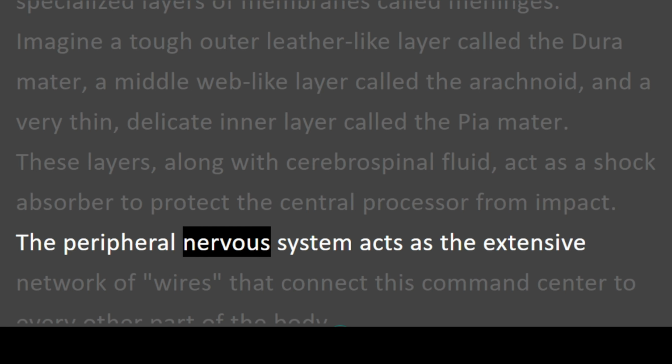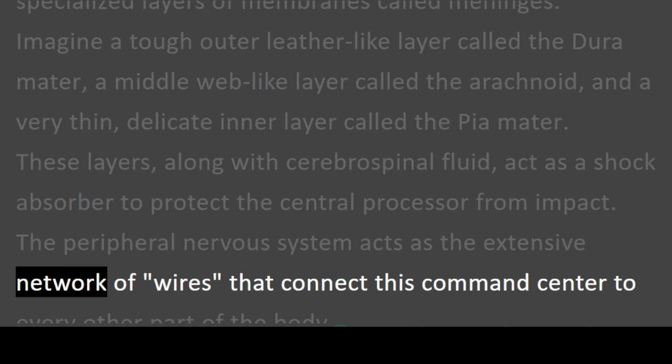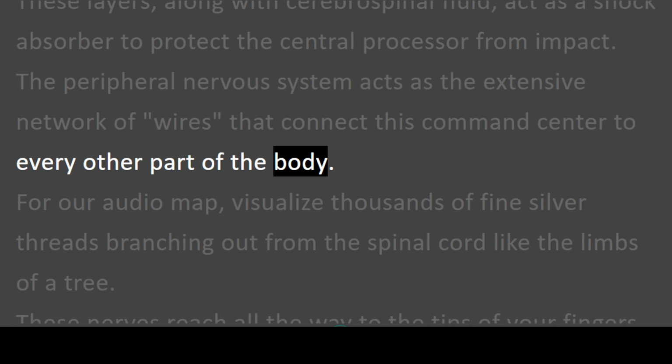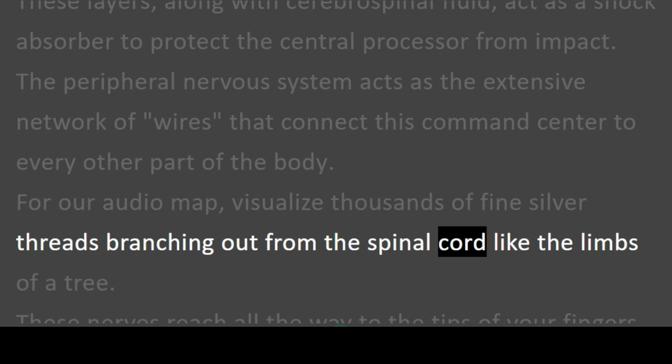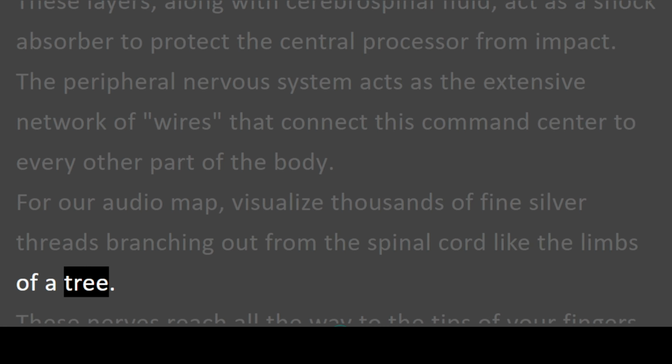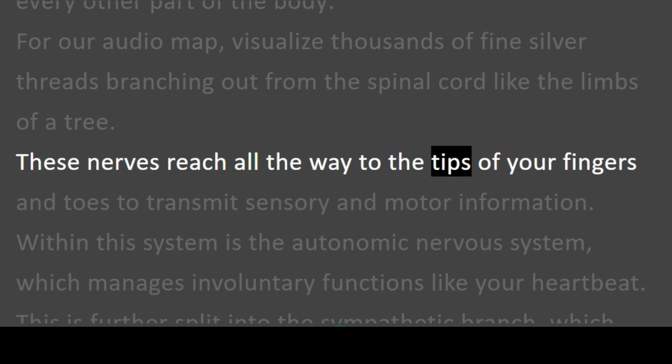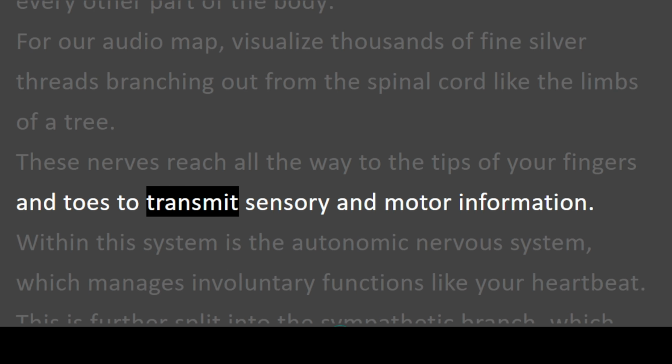The peripheral nervous system acts as the extensive network of wires that connect this command center to every other part of the body. For our audio map, visualize thousands of fine silver threads branching out from the spinal cord like the limbs of a tree. These nerves reach all the way to the tips of your fingers and toes to transmit sensory and motor information.